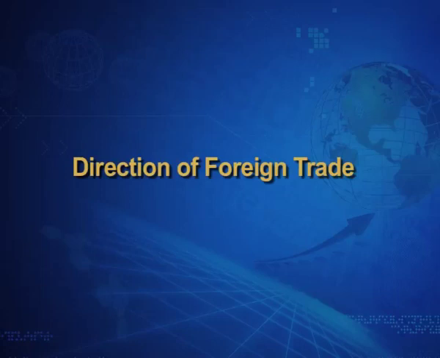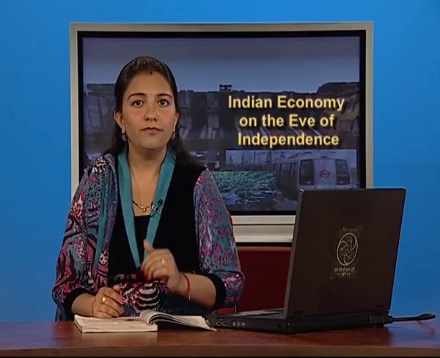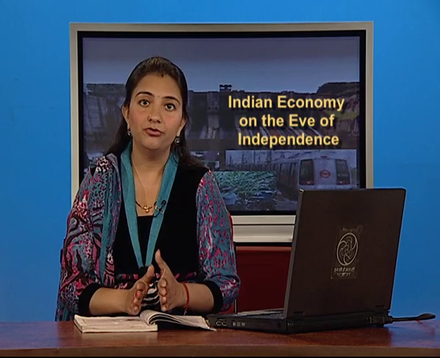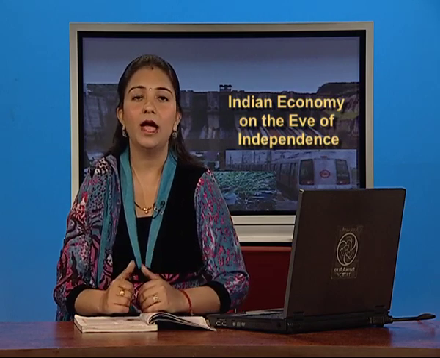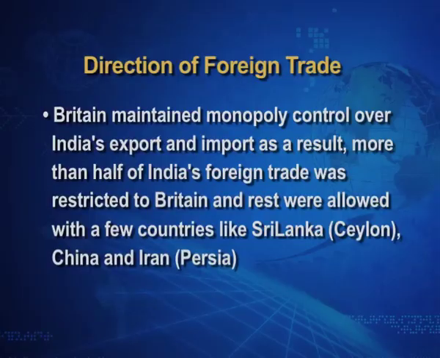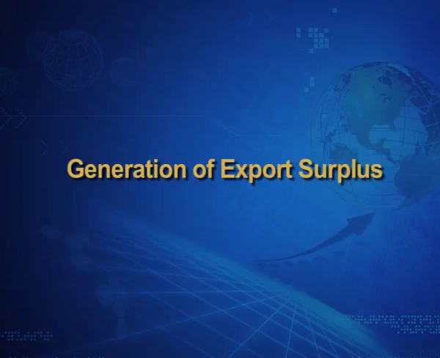Let's talk about the direction of foreign trade. Direction of foreign trade means which countries India was trading with at that point of time. Britain maintained monopoly control over India's export and import. As a result, more than half of India's foreign trade was restricted to Britain, and the rest was allowed only with a few countries like Sri Lanka, which was then called Ceylon, China, and Iran, which was then called Persia. Third, generation of export surplus.